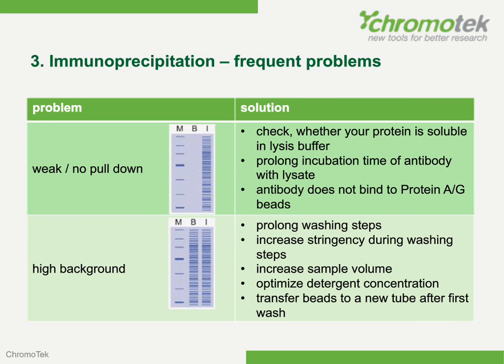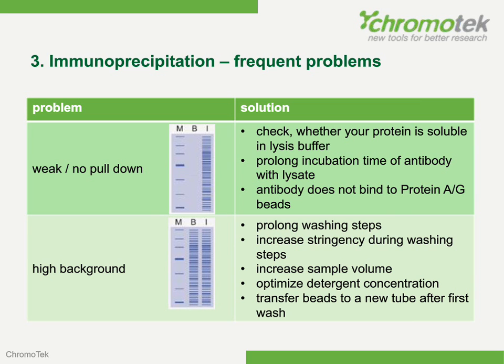Well, another problem might be that you have really high background. To reduce your background, you can try to prolong the washing steps. If your protein is stable and also the interaction partners, you can go up to 5 minutes per one washing step. It's no problem. Then you can also try to increase the stringency during the washing step. You can increase the sample volume, so especially if your lysate is very concentrated, this might also help to reduce your background. You can optimize the detergent concentration.